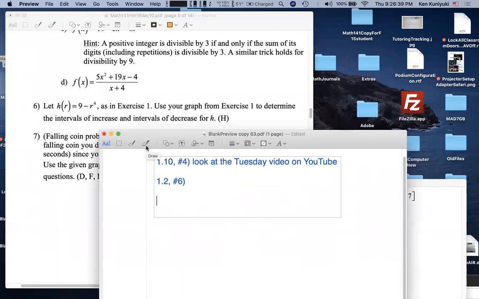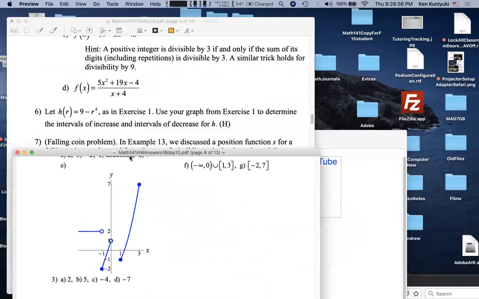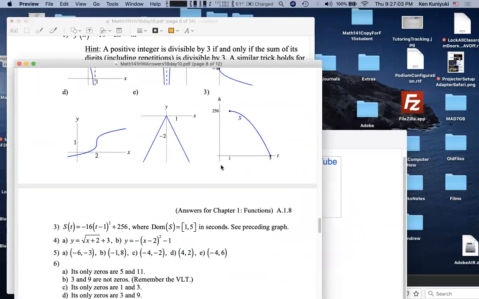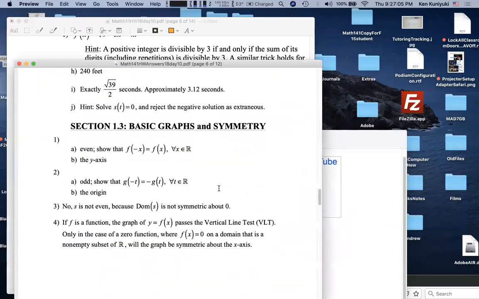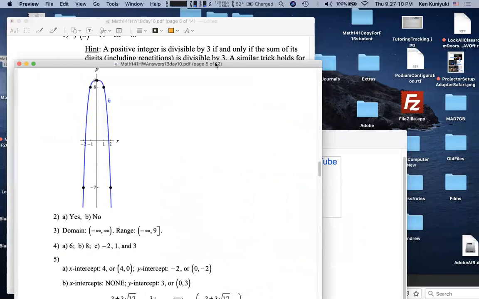Okay, h of r equals 9 minus r to the 4th. Use your graph from exercise 1 to determine the intervals of increase and decrease. Oh, yeah, okay. So the graph, I'll just show you the answer to the graph. Okay, so here's the graph, right?